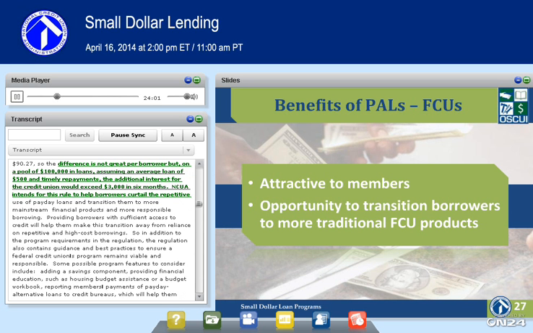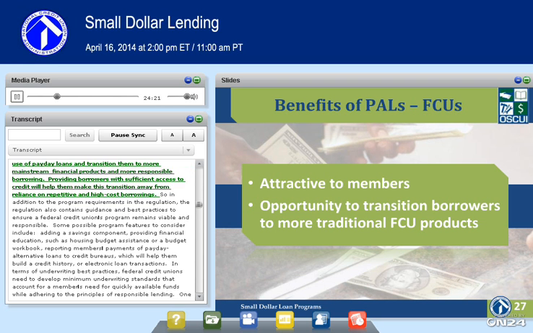So the difference is not great per borrower, but on a pool of $100,000 in loans, assuming an average loan of $500 and timely repayments, the additional interest for the credit union would exceed $3,000 in 6 months. NCUA intends for this rule to help borrowers curtail the repetitive use of payday loans and transition them to more mainstream financial products and more responsible borrowing. Providing borrowers with sufficient access to credit will help them make this transition away from reliance on repetitive and high-cost borrowings.